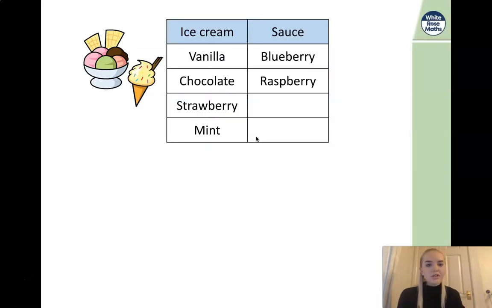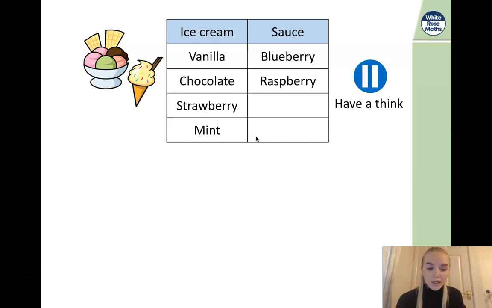Okay, we're going to look at some more correspondence problems, working out how we can make different combinations. Now here, I have a table and we want to know how many different combinations of ice cream and sauces we can make. So, I would like you to pause the video and have a think.